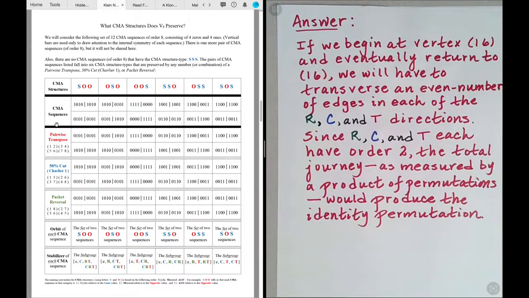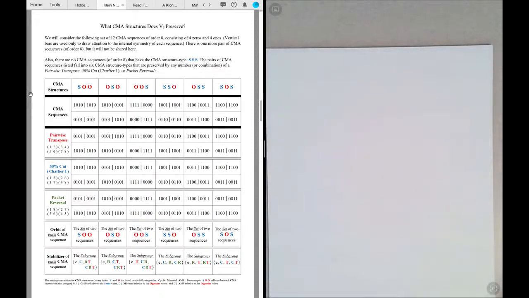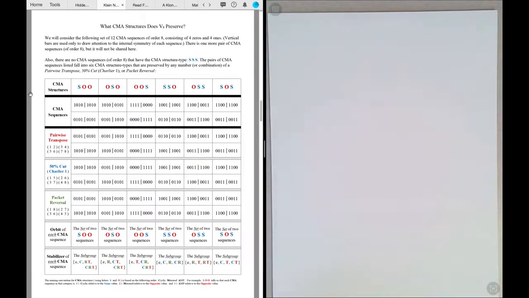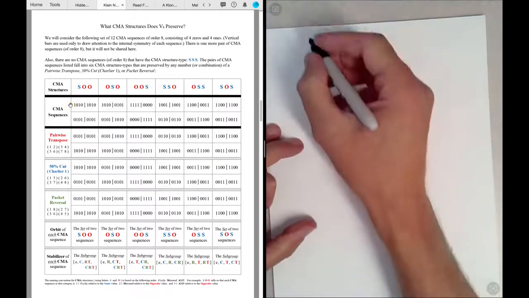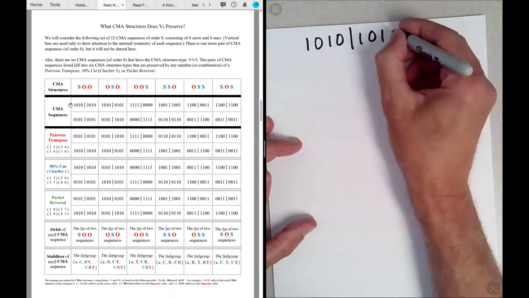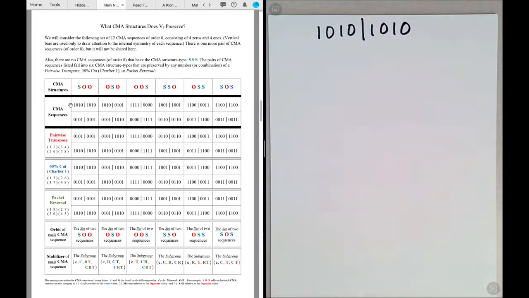So maybe for a moment, let's focus on this one right here, the SOO structure that corresponds to 1, 0, 1, 0, 1, 0, 1, 0. So really just alternating ones and zeros. What I would like to do here is step through some of the mathematical derivations that support the results in this table. We're going to focus our attention right now on this CMA sequence. So what is this? 1, 0, 1, 0. And then we put a little vertical bar, which aids us in seeing where the center is. It helps us identify symmetry and other features that might be of importance to us.